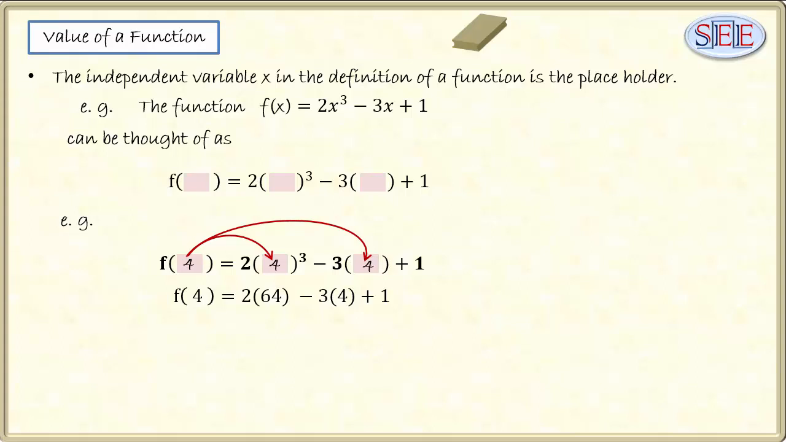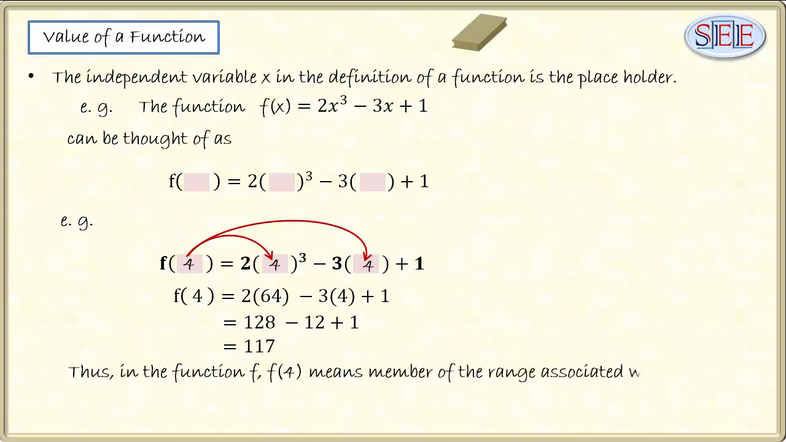And next I will multiply. So I have 2 times 64 to get 128, and 3 times 4 to get minus 12, then plus 1. I'll continue, so I'll subtract and add correctly. That answer will be 117. This 117 will now be the value of this function at x equals 4. Or when x equals 4, the value of the function is 117.